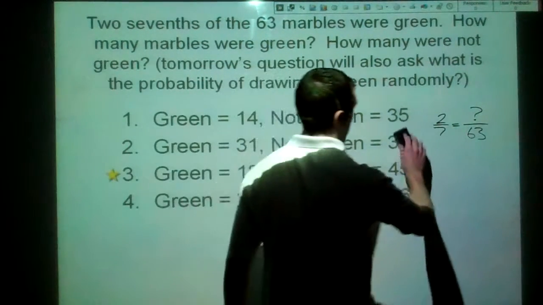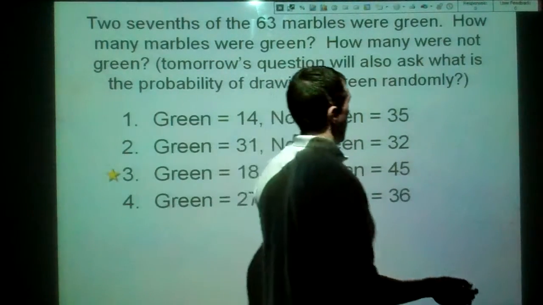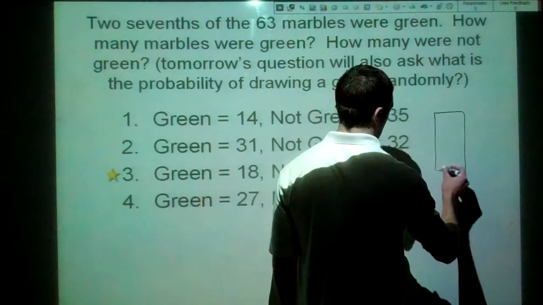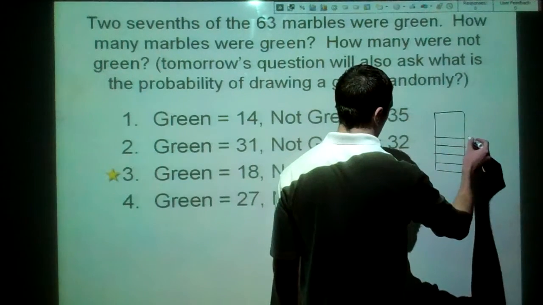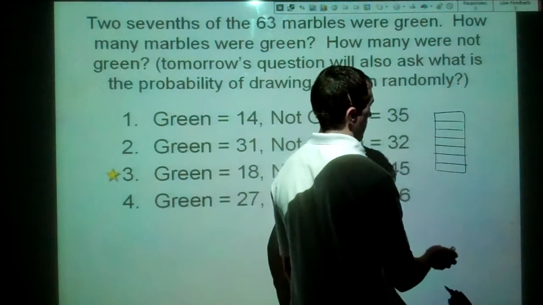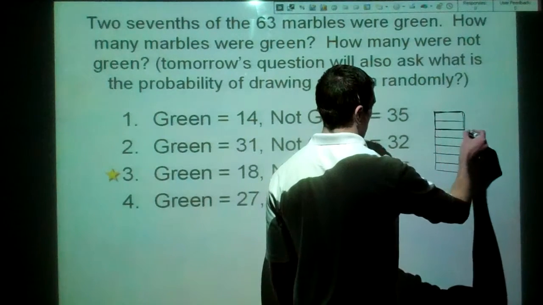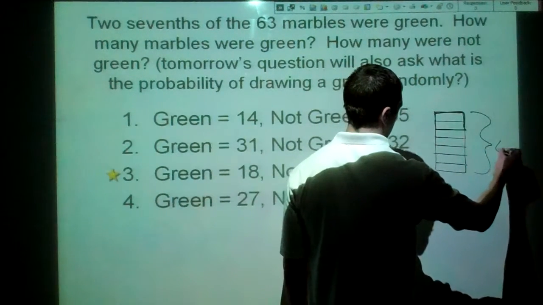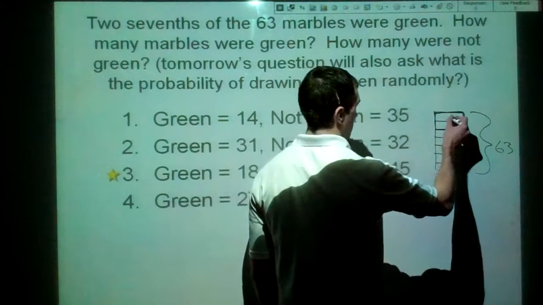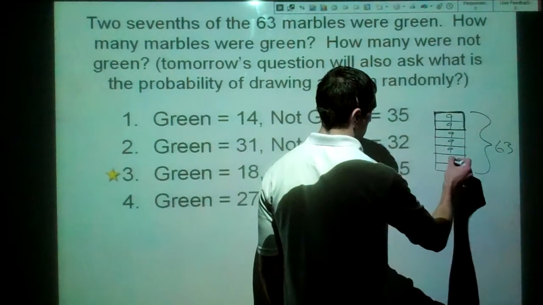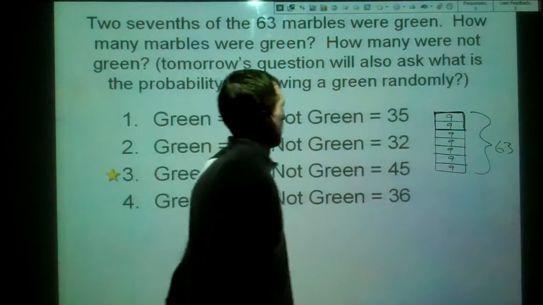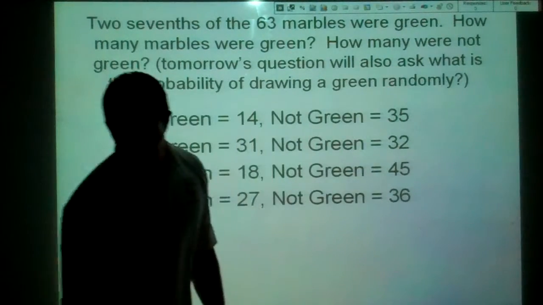That's the ratio way to set it up. You also could have done the box way. We are in 7ths. You could have done 7 boxes. 1, 2, 3, 4, 5, 6, 7. And we're going to want 2 of those eventually. You know the whole thing is 63. 63 divided by 7 is 9, so 9 goes in each box. But you only want 2 of those. Add those together, you get 18. Okay. So, sorry it took a little longer to go over that one, but just want to show you all your options there.